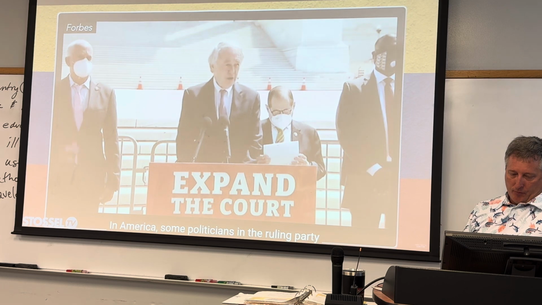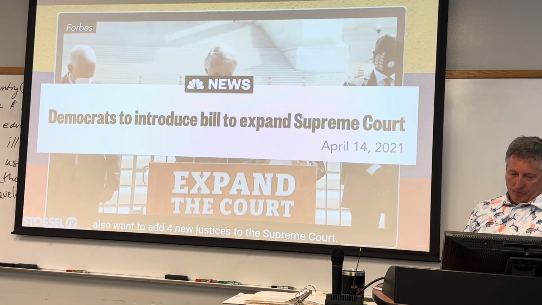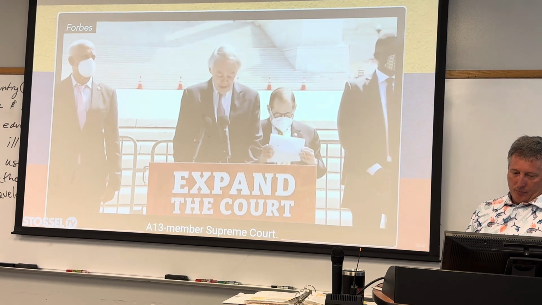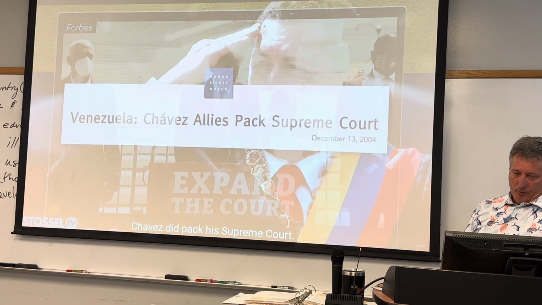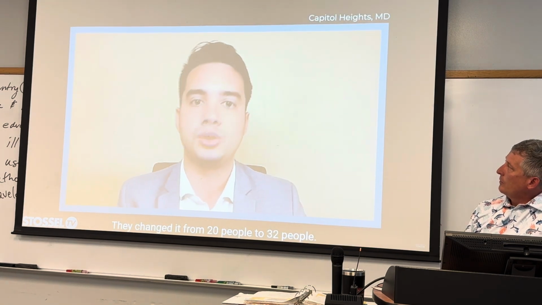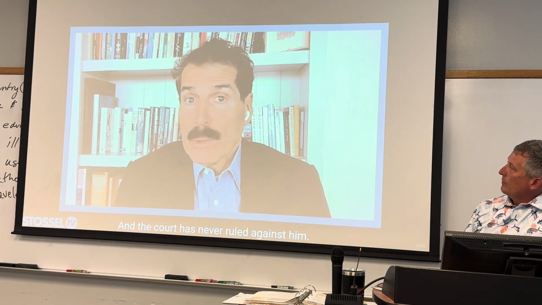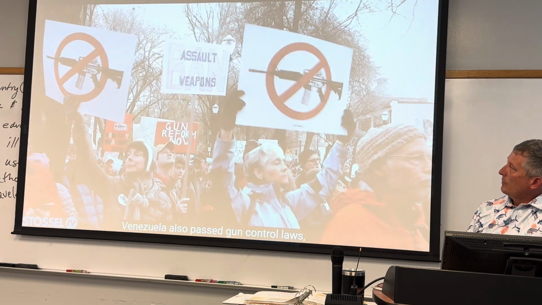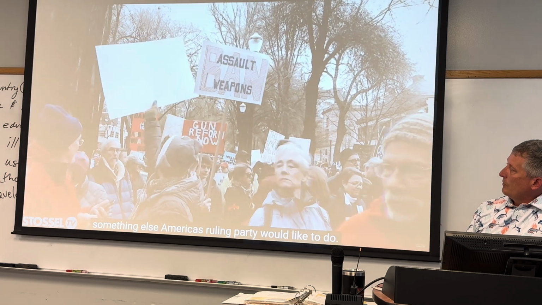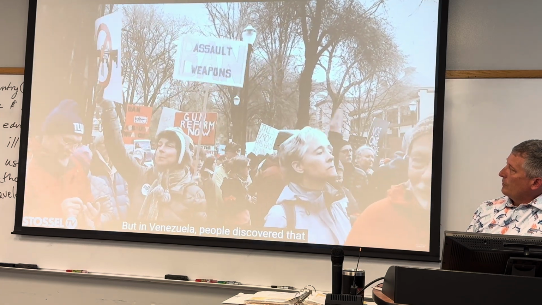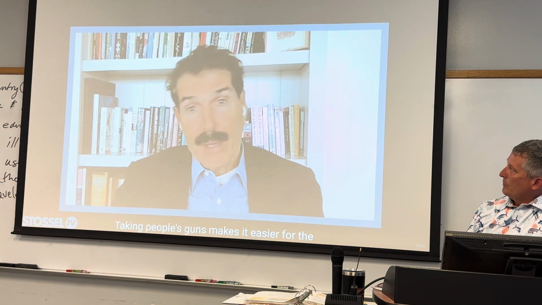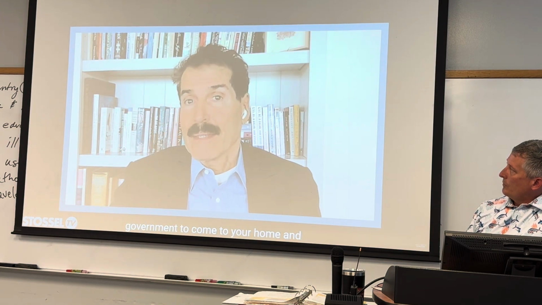In America, some politicians in the ruling party also want to add four new justices to the Supreme Court. A 32-member Supreme Court. Chavez did that, his Supreme Court. They changed it from 20 people to 32 people, and the court has never ruled against it. After that, no. Venezuela also passed gun control laws, something else America's ruling party would like to do. But in Venezuela, people discovered that taking people's guns also makes it easier for the government to come to your home and take your property.